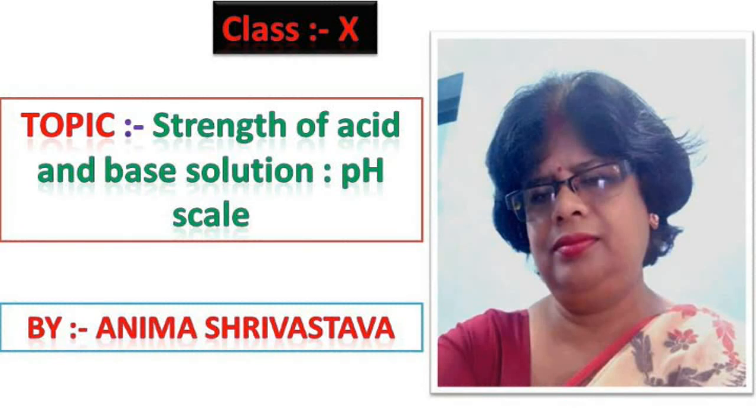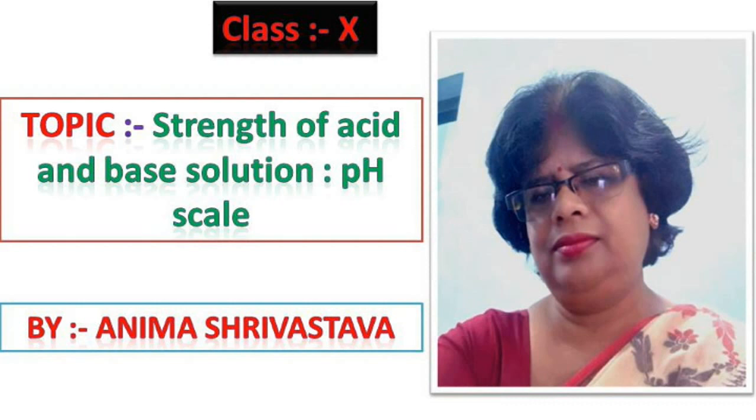Dear students, the common laboratory indicators like litmus, phenolphthalein, methyl orange can tell us whether the given substance is an acid or a base. They cannot tell us whether the given substance is a strong acid, a weak acid, a strong base, or a weak base. It means the common laboratory indicators cannot tell us the relative strength of acids or bases.